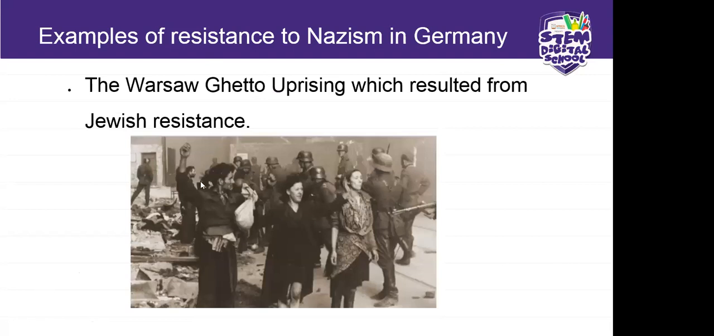And then we go and look at the Warsaw Ghetto Uprising, which resulted from Jewish resistance. As you can see, the Jewish people who were living in the ghettos were attacked. The Nazi army raided that ghetto community. You can see they are surrounding those Jewish people in that picture, and the army is going around destroying their homes. It was terrible, as you can see from that picture. So the Warsaw Ghetto Uprising was a form of resistance against the Nazi Party.